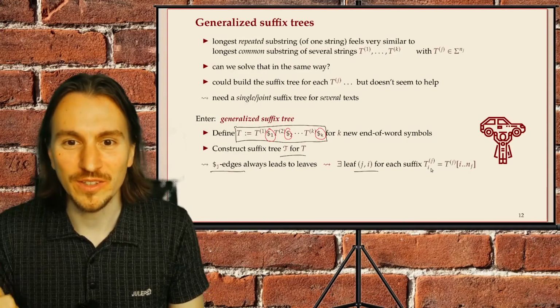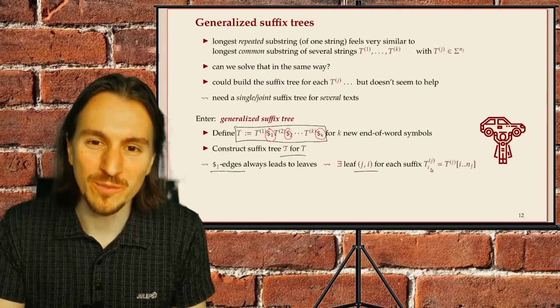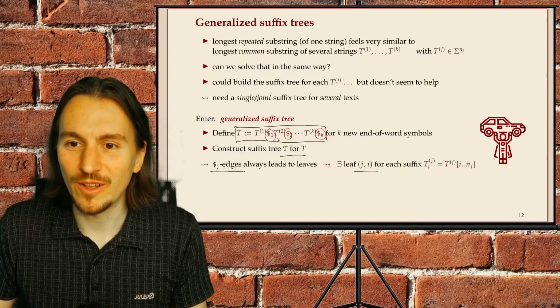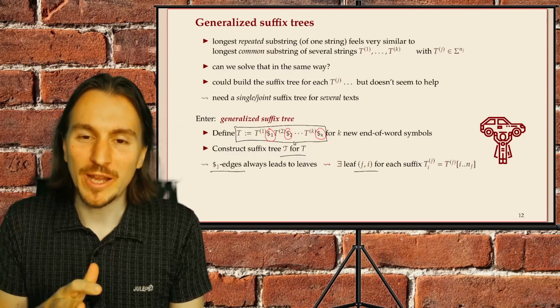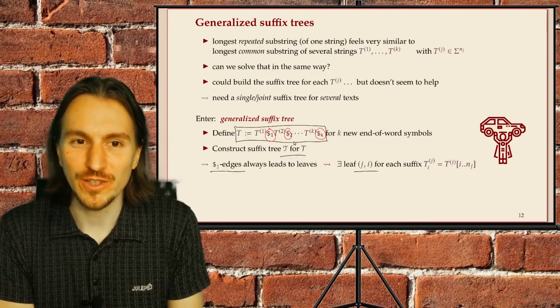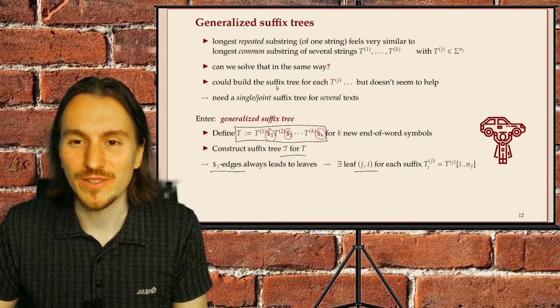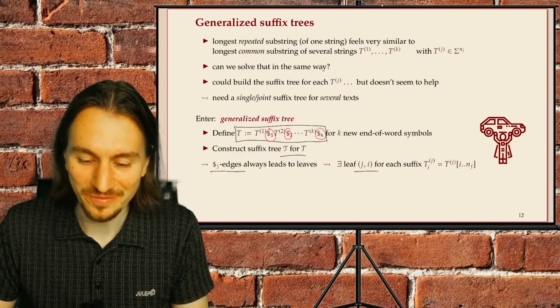We don't take a single text, we take the suffixes of several texts and put them all into a joined suffix tree. And by building this long text, concatenating the texts and separating them, we can use a black box construction for a single string suffix tree to also get the generalized suffix tree without investing extra brain power.